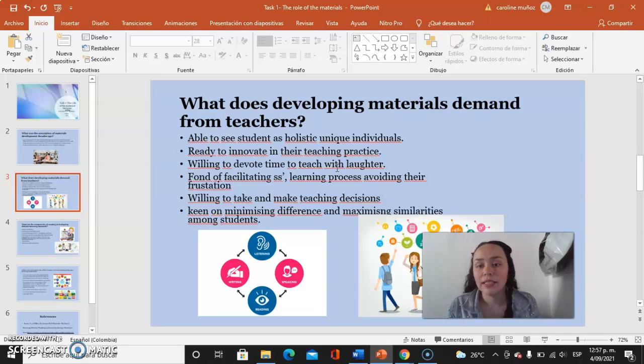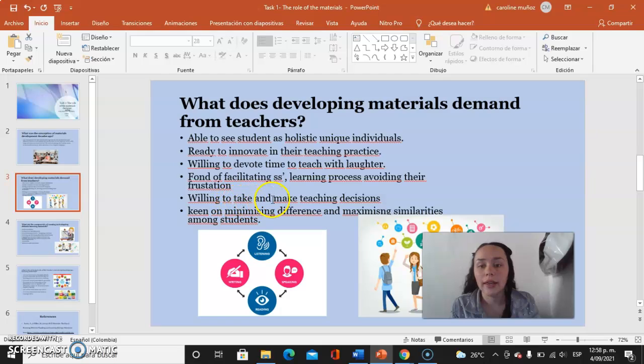The other is fun of facilitating learning process, avoiding their frustration. And in this point, it's important that the teacher make a good class where the student feel relaxed, yeah, where they don't have maybe fear, yeah, because the traditional education with the evaluation system only make it that maybe the student feel pressure, yeah, to obtain a good result.